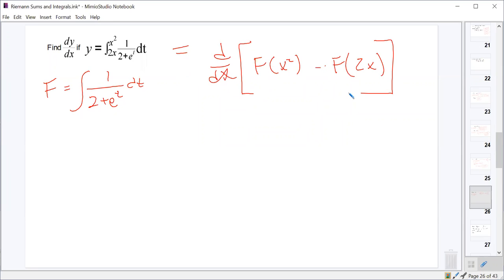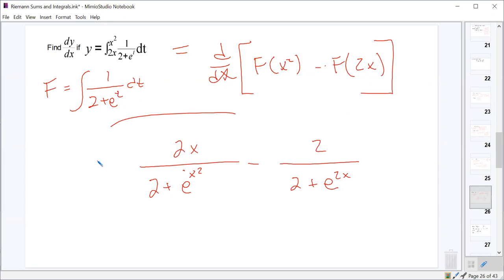And so when we take the derivative of capital F of x squared, that ought to be 2x times 1 over 2 plus e to the x squared, and then minus the derivative of 2x, which is 2 over 2 plus e to the 2x.